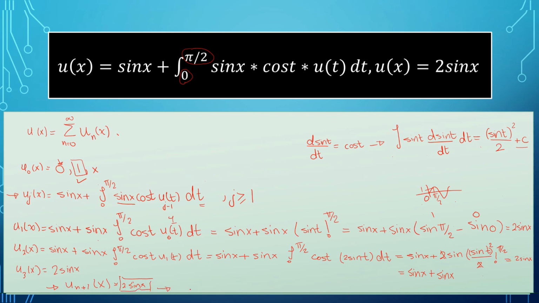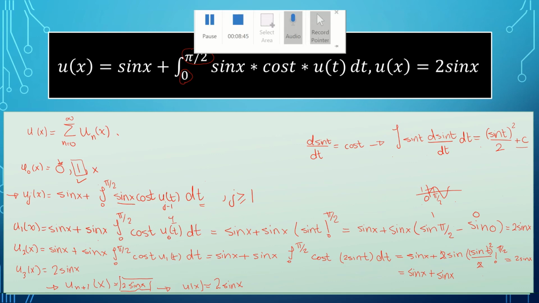So if we take the limit of un plus 1 of x, where n is approaching infinity, we will get that u of x is equal to 2 sine x, okay? And you can check that out by Mathematica and you will find that it is right. I hope so.